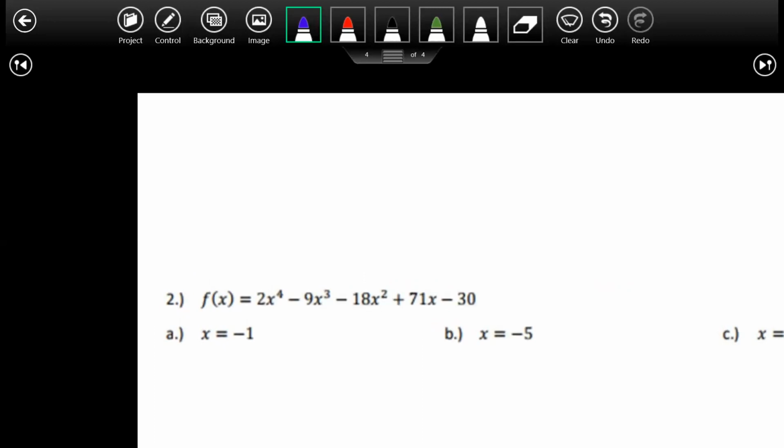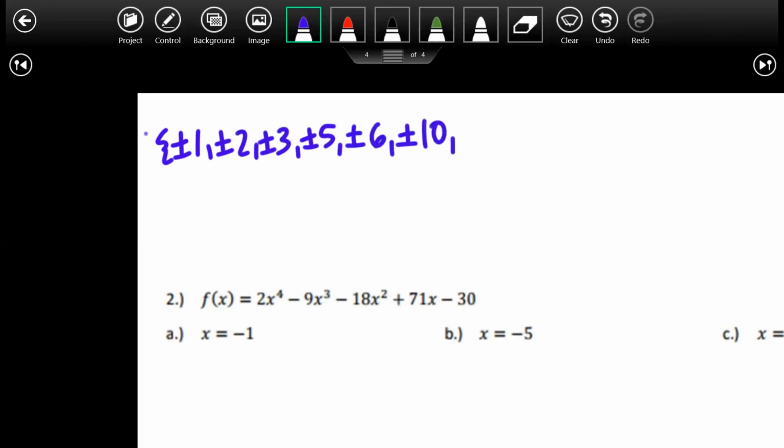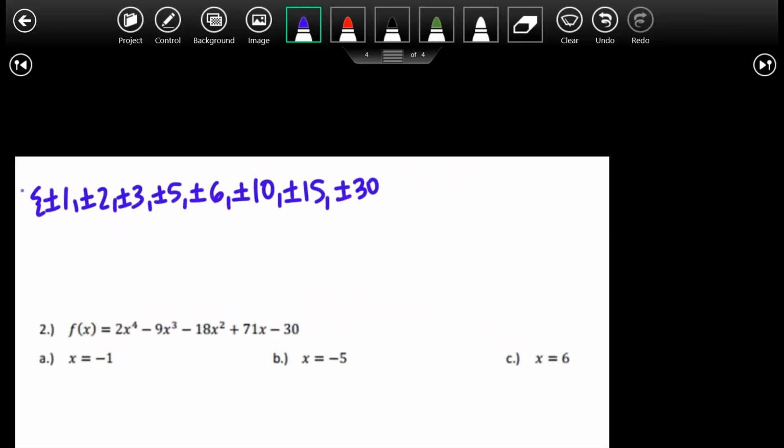If I had to write the list of potential zeros: plus or minus 1, 2, 3, 5, 6, 7, 8, 9, 10, 15, and 30. That is a lot. That's not even half of them, because we're still missing some of them because of the 2.